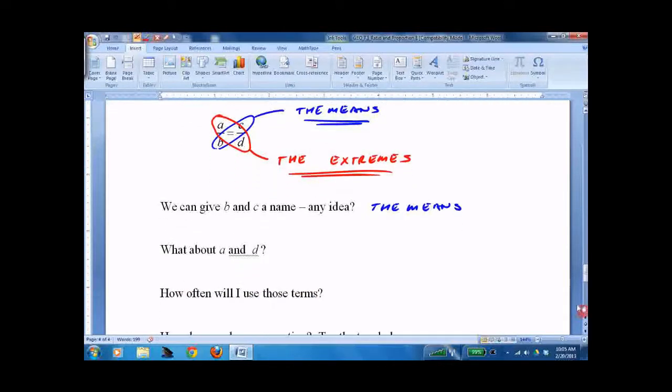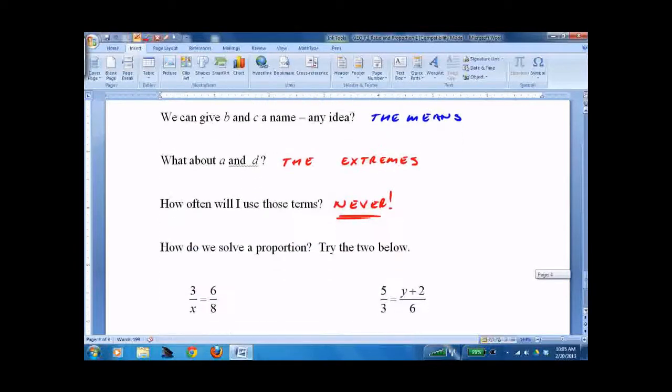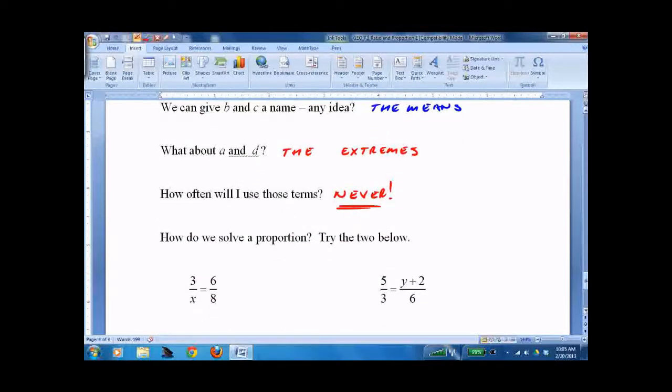So how often will I use these terms? That's an easy one for me to answer. Never. But a little trivia for you. Be aware of it in case it pops up sometime. You can look it up quickly on your cell phone and say, oh, that's right. Top left, bottom right are the extremes, and the bottom left, top right are the means.